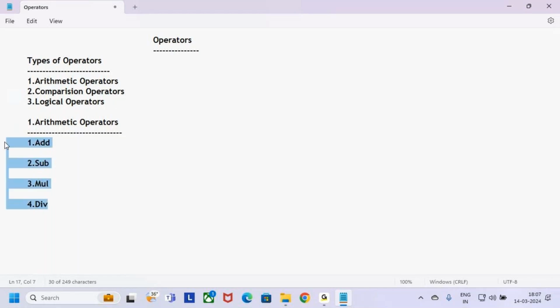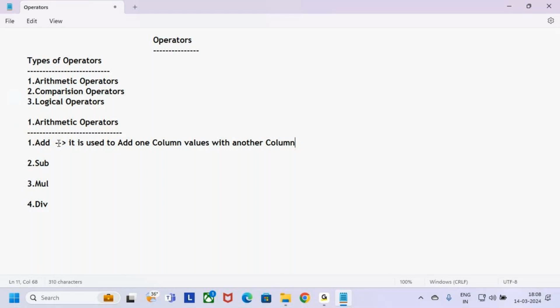Let me discuss them one by one here, guys. First, let me discuss the addition operator. You already know its functionality, but let me discuss it again at a high level. The first one is the addition operator. What is the functionality of this addition operator? It is used to add one column's values with another column's values, guys. How to add one column's values with another column's values, you'll understand, I'll explain to you.